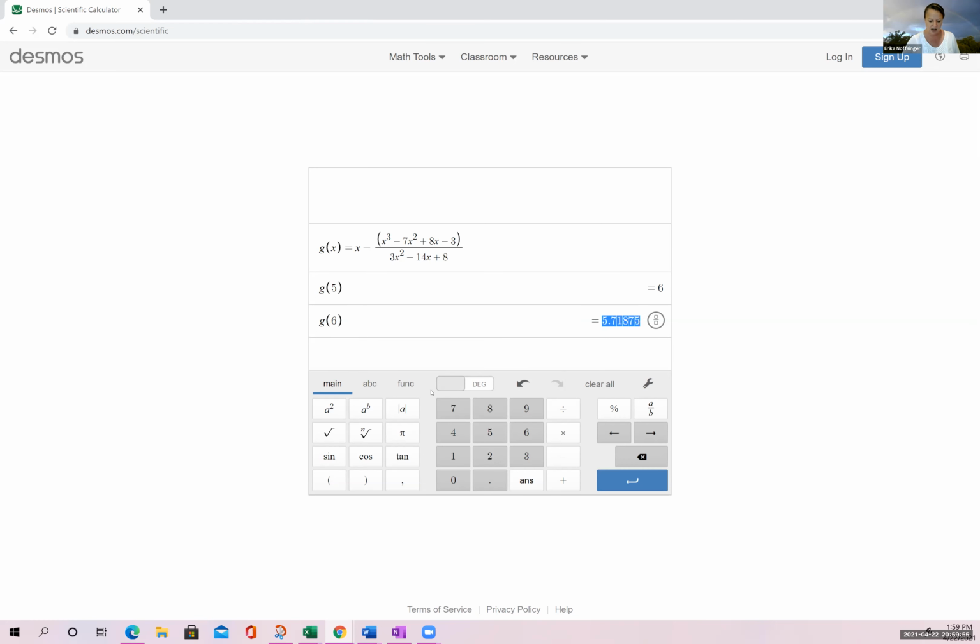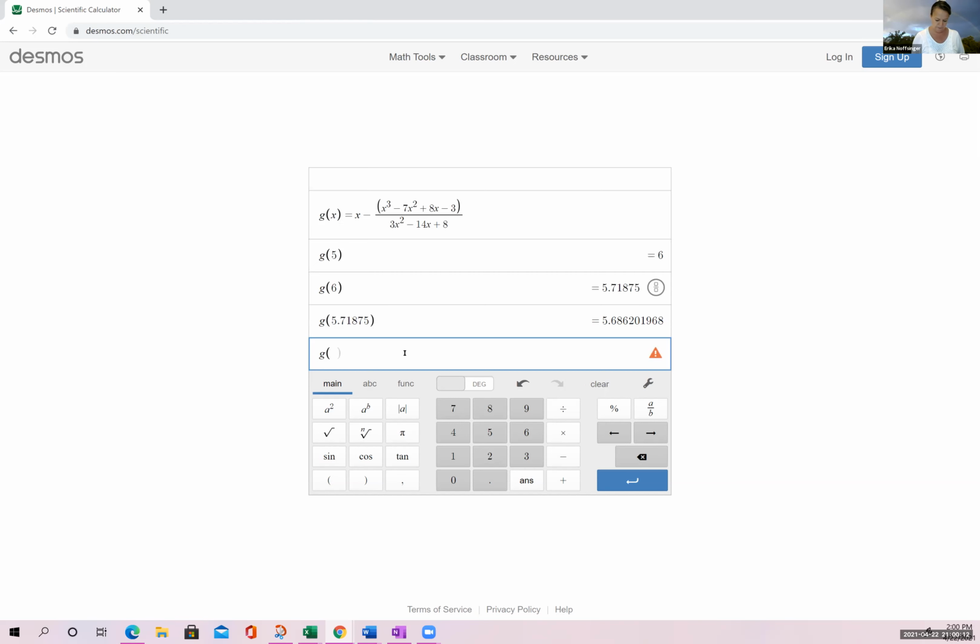So if I just copy my answer and plug that answer into my function, I get 5.686, which is getting closer to what we just saw when we graphed that. So if I take my answer and plug that back in, notice here, I have 5.686, and then I have 5.6857. So we're getting closer.